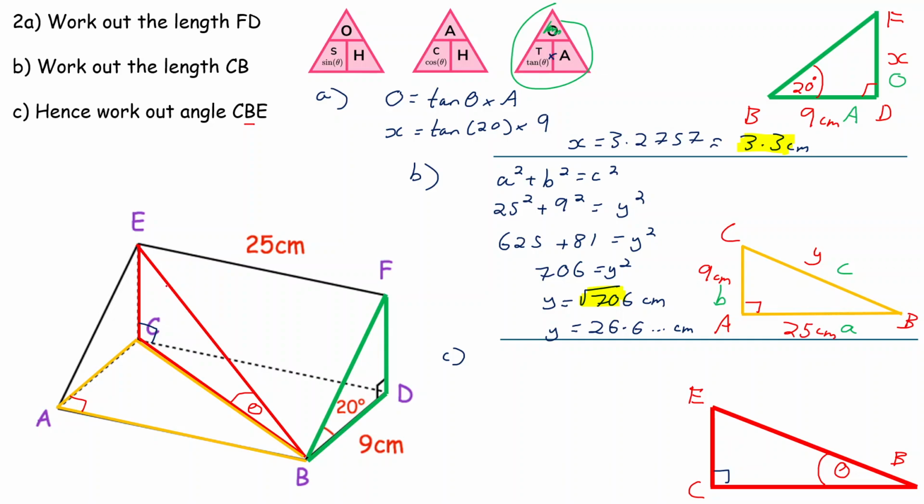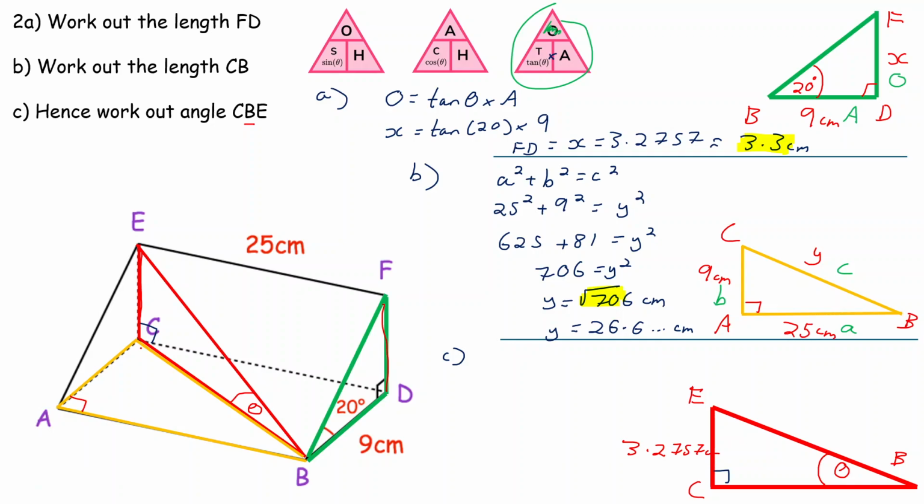And what do I know here? I know that I can use this length, C to E, because I've got F to D in the first part, which was X, which was 3.2757. So EC is going to be 3.2757 centimeters, because remember in the first part, I should have made that clearer, the X is your missing length, FD.